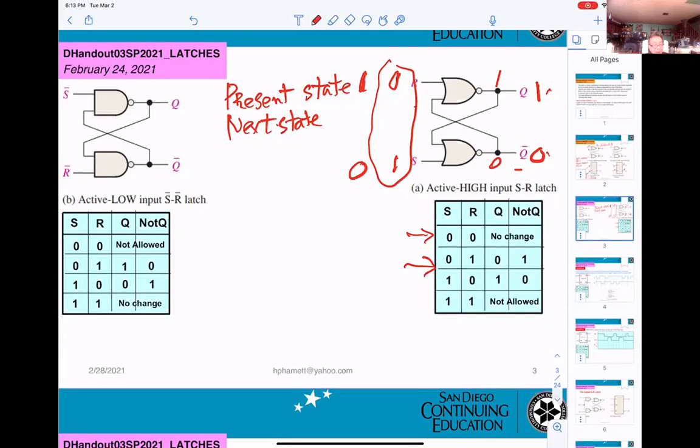Okay? So try to understand the difference between the present state and the next state. Present state means the output is already there. Next state means you are going to change the input, and whatever will happen at the output, that's what we're talking about, the next state. Okay? And you can do this for either one, the NOR set and reset, or the NAND set and reset. They also have the truth table here. In order to get the output, you need to see for each input what output comes out from the truth table.